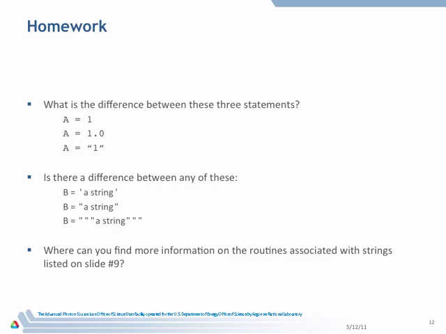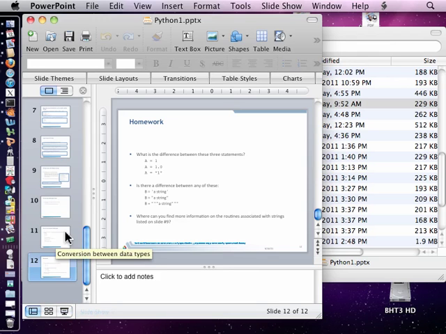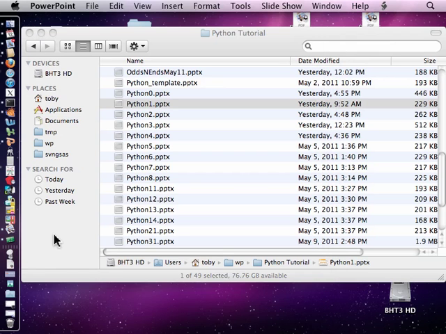All right, so a little bit of homework. What's the difference between these three variables? Is there a difference here? And following up on John's question, my clairvoyant knew that it was coming, how would you find out more information about the routines associated with the strings? Pause for a second for any questions. Okay, the eyes are still open, so I haven't put anybody to sleep yet. Yes, go ahead, Andrew.